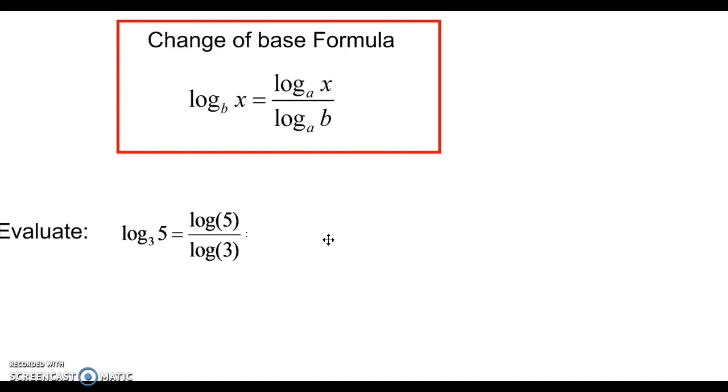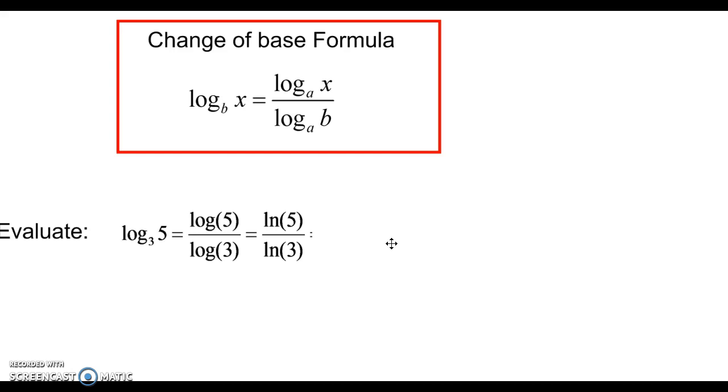So you can change the base. In this case, I changed the base to 10. I could have changed the base to e. So I could have said natural log of 5 over natural log of 3. That's going to be equivalent to log base 3 of 5. And these you can both type into the old calculators, which was handy. This is the purpose, I think, of this change of base formula.